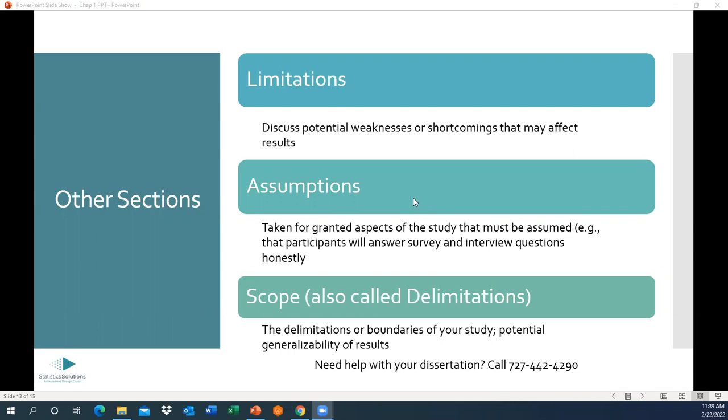Here's the setting. And sometimes that's helpful. If you're doing an education study and you're going to focus on just students, you're not going to focus on teachers, you're not going to focus on administrators, not parents, just students. So it helps define the boundaries. And these sections typically are not that long, and they're also helpful to look at examples for these.